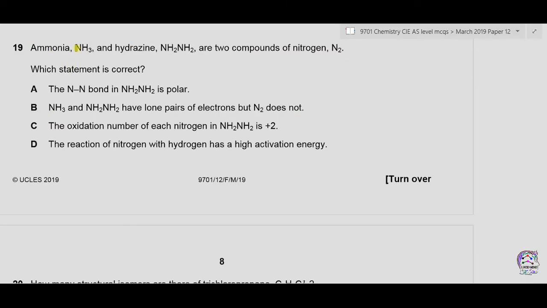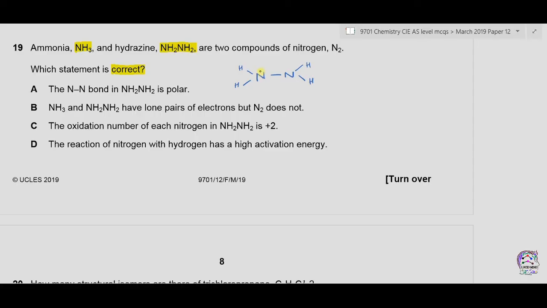Question number 19. Ammonia, NH3, and hydrazine, N2H4, are two compounds of nitrogen. Which statement is correct? A. The nitrogen-nitrogen bond in N2H4 is polar. Let's draw the structure of N2H4. We have two nitrogen atoms, two hydrogen atoms with one nitrogen, and two hydrogen atoms with the second nitrogen atom.